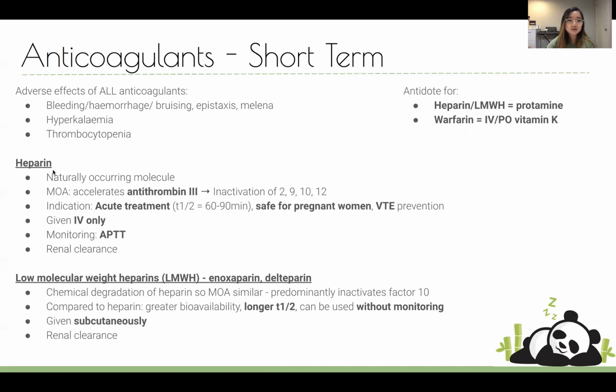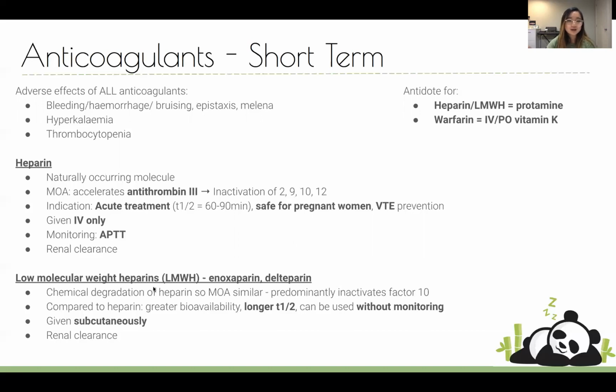So heparin is a naturally occurring molecule. How it works is it accelerates antithrombin 3, which inactivates 2, 9, 10, and 12. And it's given in acute treatment. It's safe for pregnant women. It's given IV only, and you can monitor it by APTT.